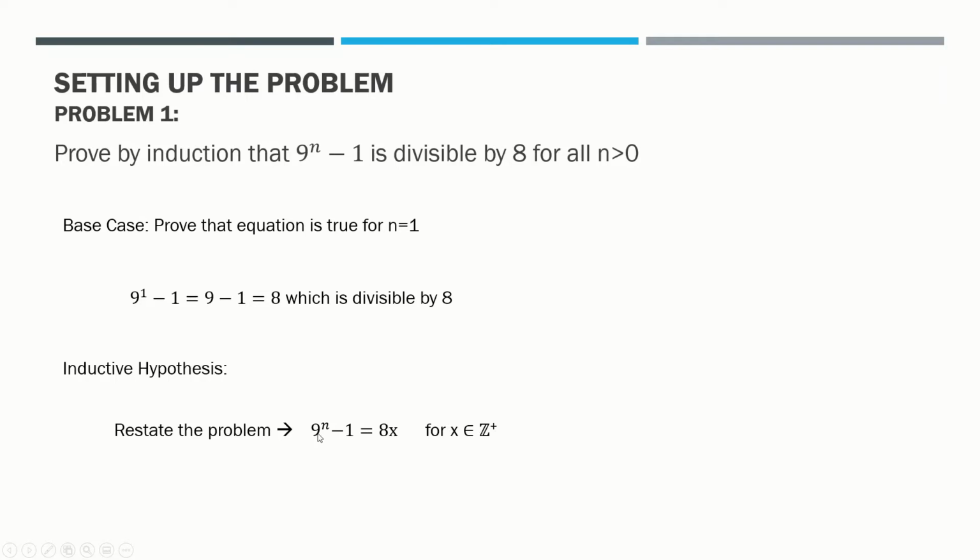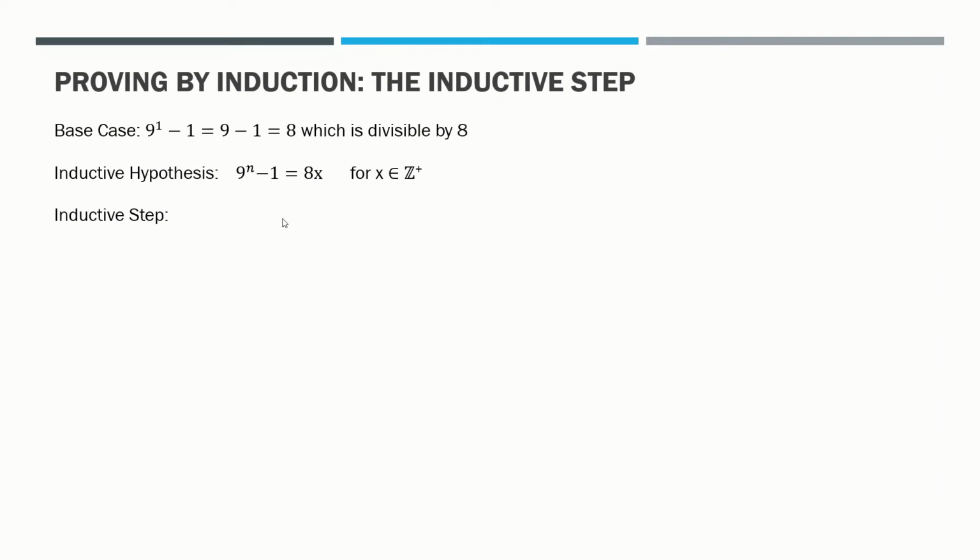So what this means is that essentially we're rewriting "is divisible by 8" as 8 times x. So that means 9 to the n minus 1 is equal to 8 times some integer value that would equal that 9 to the n minus 1. So that just proves that our term is divisible by 8. Now, with those out of the way, we can move on to our inductive step.